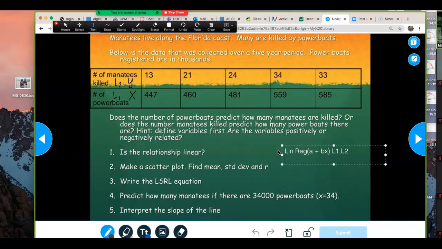So when we do that, we got a is negative 42.1. Or actually, I'll just write the equation. So y hat equals negative 42.1 plus 0.133x. That's the regression equation. And then the other important values are r and r squared. R is 0.937.